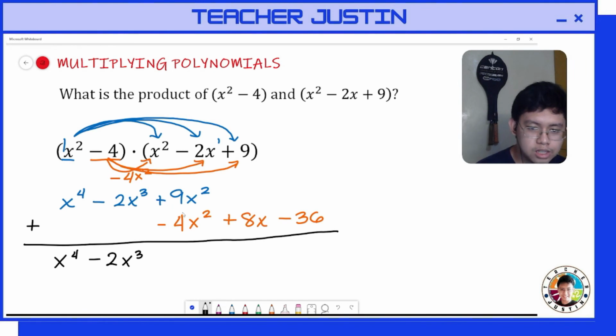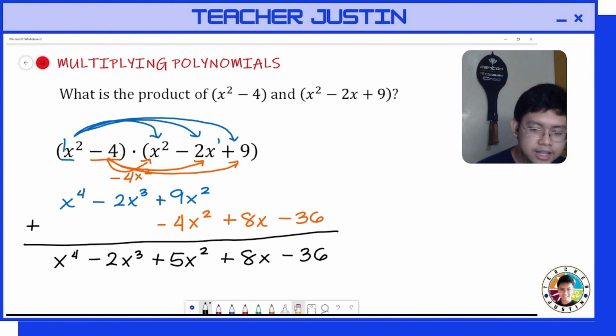Okay. Next, let's proceed to 9x squared plus negative 4x squared. Since they have different signs, copy the sign of the larger number, positive, and then subtract. 9 minus 4, that will give us 5. And then copy the variable and its exponent. Their sum will be 5x squared. Okay, and 8x doesn't have any partner, so just bring down positive 8x. And last one, negative 36. Since it doesn't have any partner, just bring down negative 36.